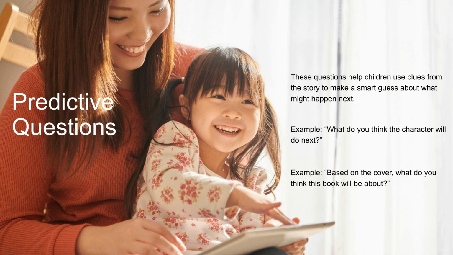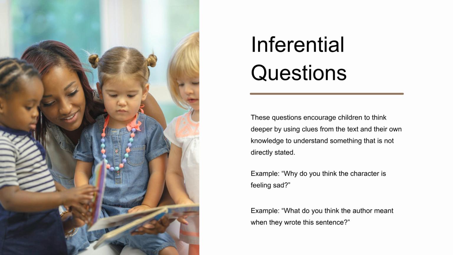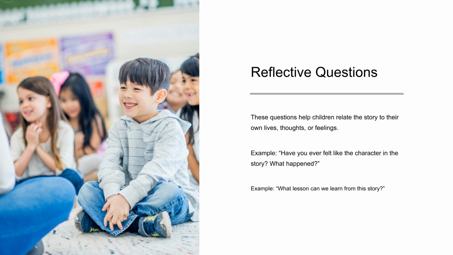Predictive questions, like, what do you think the character will do next, help children use clues to make a smart guess about what might happen. Inferential questions encourage deeper thinking by using clues from the text and knowledge to understand something not directly stated. Examples include, why do you think the character is feeling sad? Reflective questions help children relate the story to their own lives, thoughts, or feelings. For example, what lesson can we learn from this story?